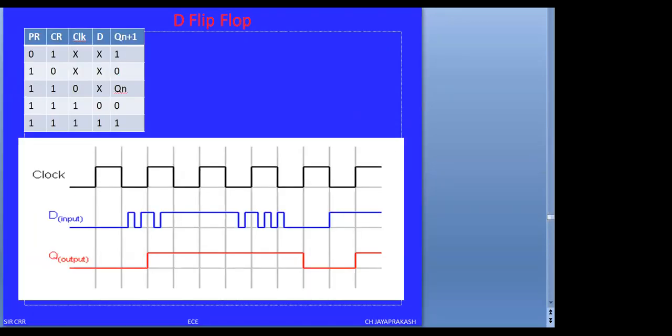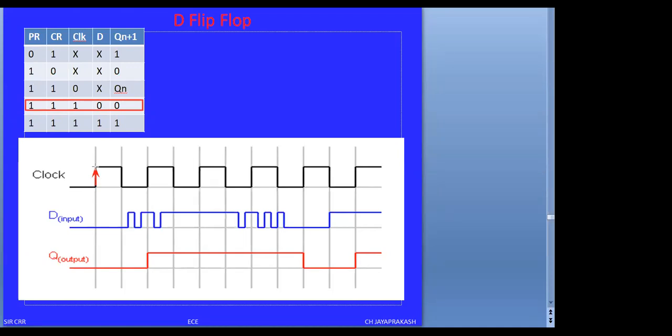And if you verify the timing diagram, let me recall the timing diagram for you. We are discussing this timing diagram. Here we are checking only with respect to the clock condition. We are assuming that initially preset equals 1, clear equals 1 and clock equals 1, and we are checking the first condition. Assume that this is the positive edge trigger. Positive edge trigger means the triggering happens on the positive edge of this clock pulse.